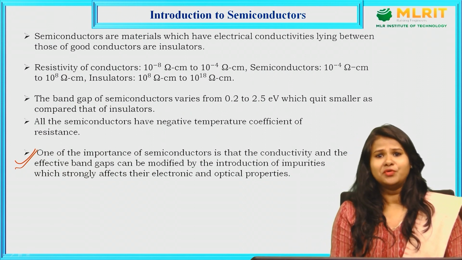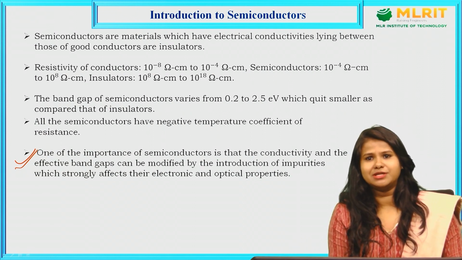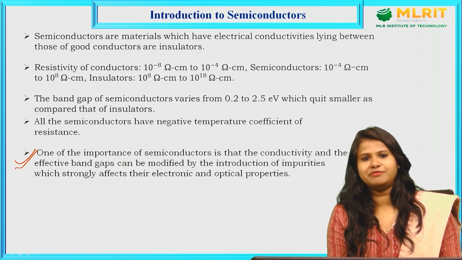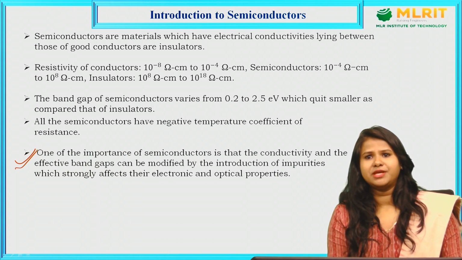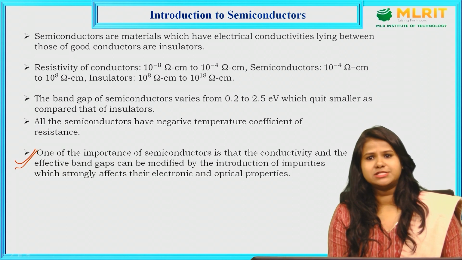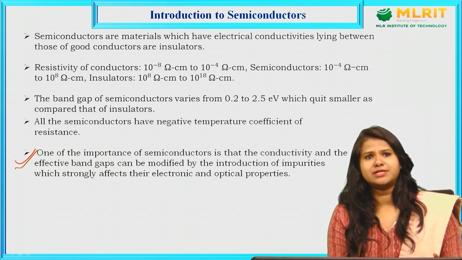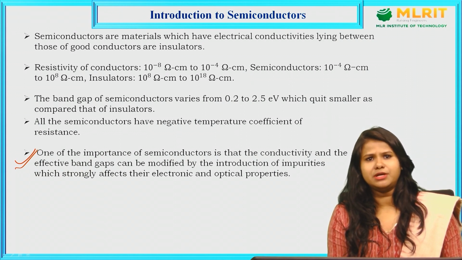Now, what are semiconductors and what are their basic properties? For semiconductors, the conductivity lies between that of conductors and insulators. Then we can classify semiconductors based on resistivity also. We know that the resistivity of conductors lies between 10 to the power minus 8 ohm centimeter to 10 to the power minus 4 ohm centimeter.